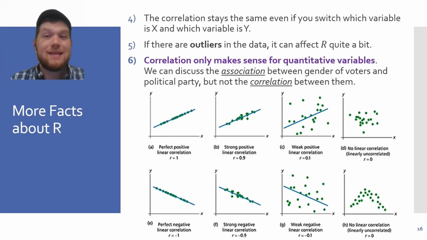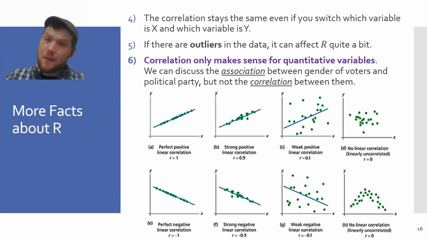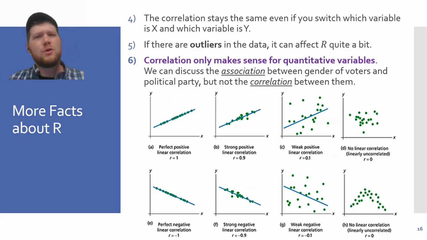The correlation will stay the same even if you switch which variable is x and which variable is y. So there might be cases where you're not sure which one should explain the other, or you choose one of them. Did I do it wrong? No, because the correlation will stay the same no matter which way you try to claim the y variable and the x variable. If you switch them, it's the same idea. If there are outliers in the data, they can affect R quite a bit. And this is something that I talked about a little bit prior.